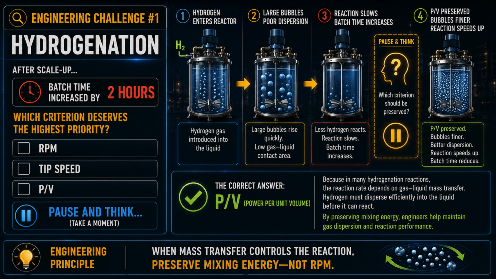Why? Because in many hydrogenation reactions, the reaction rate depends on gas-liquid mass transfer. Hydrogen must disperse efficiently into the liquid before it can react. By preserving mixing energy, engineers help maintain gas dispersion and reaction performance.